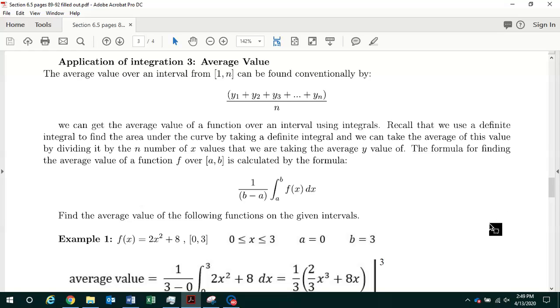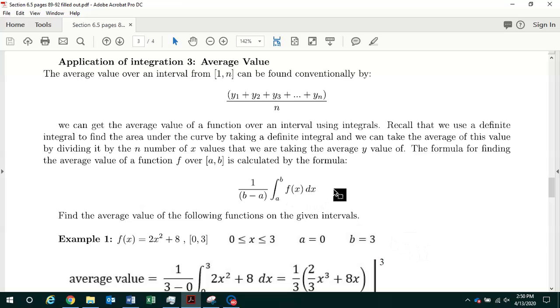All right, class. In this video, we continue our discussion of section 6.5 on definite integrals using the U substitution method. And we're going to pick up discussion on page 91 of your note packet. We are going to use the definite integral to find the average value of a function between two values of x. Just as we can find the average value of a set of numbers, we can find the average value of a function from one value of x to another value of x.